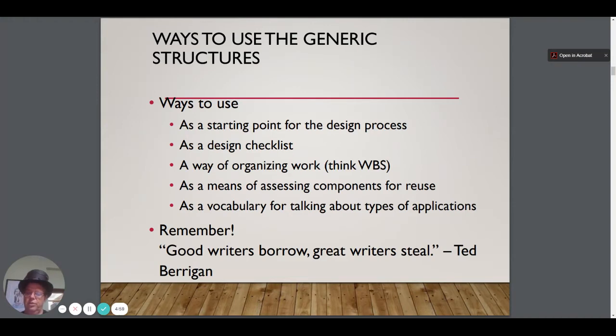What are the things that we can reuse from that previous application architecture? Or as a vocabulary for talking about types of applications. And in terms of means of assessing components for reuse, there's that old saying, good writers borrow and great writers steal, from Ted Berrigan. And I've probably covered Ted Berrigan at some point, but it's worth covering again along with the source material.